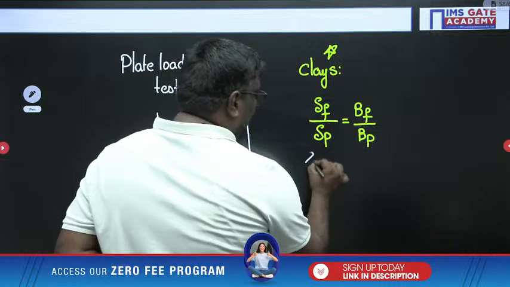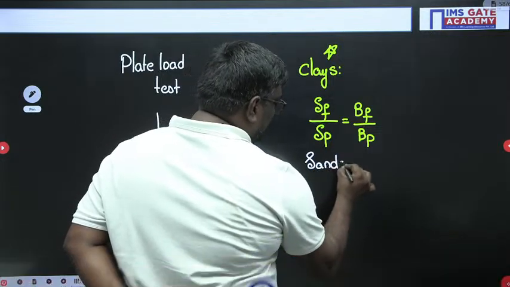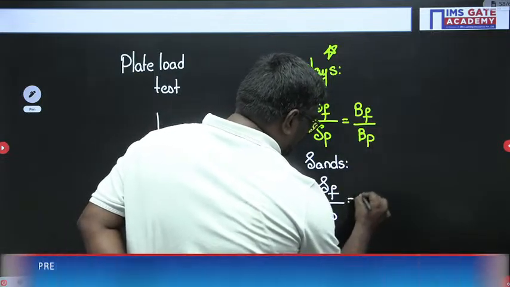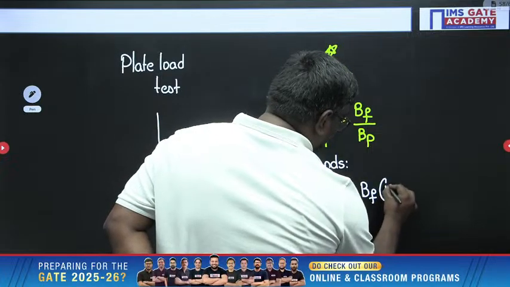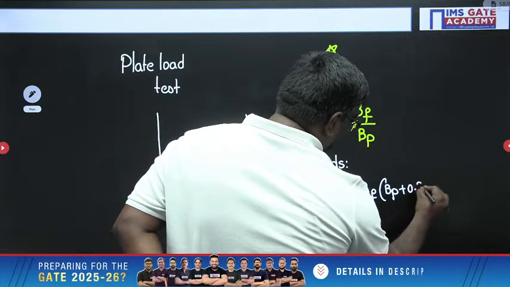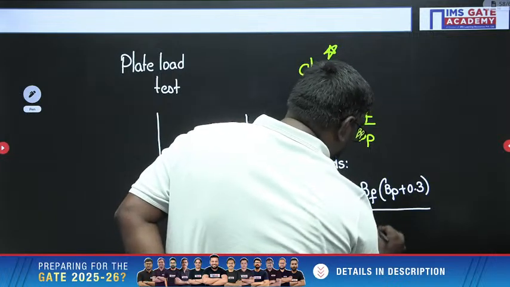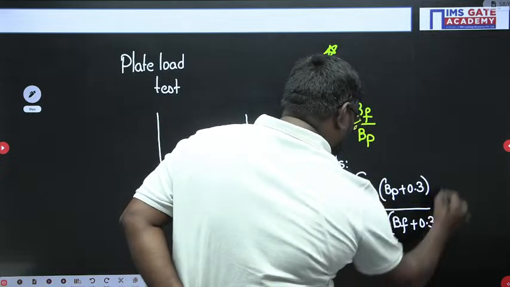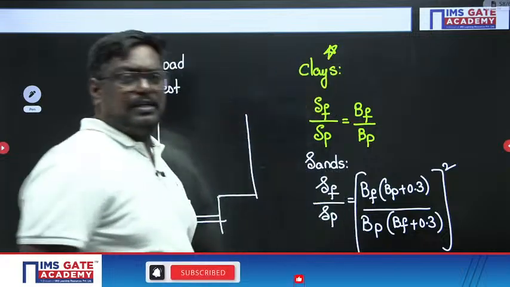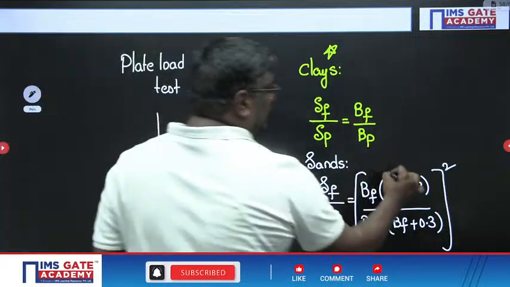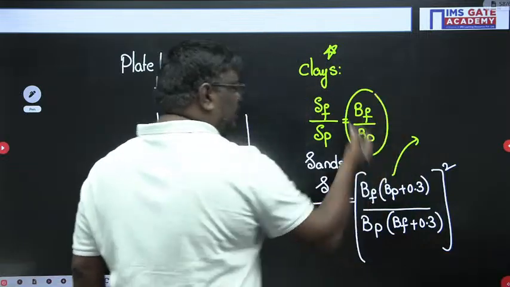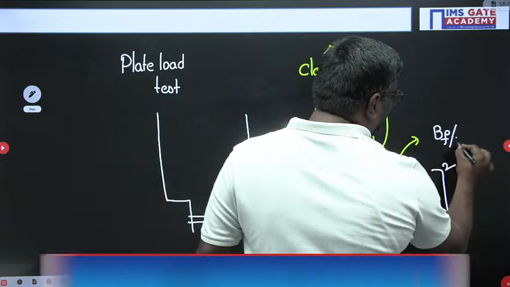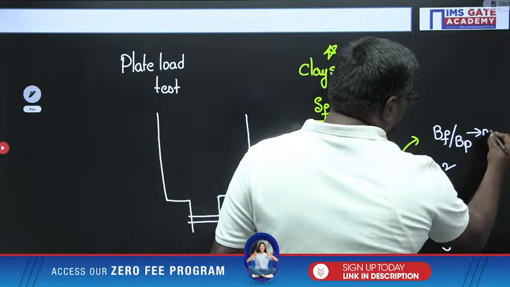Similarly, if I talk about sands, what is settlement of foundation by settlement of plate? Settlement of foundation upon settlement of plate is BF upon BP, multiplied by (BP plus 0.3) upon (BF plus 0.3), whole squared. And remember, a very important note: in this formula, both are ratios so the units cancel, but breadth of the foundation and breadth of the plate should both be in meters.